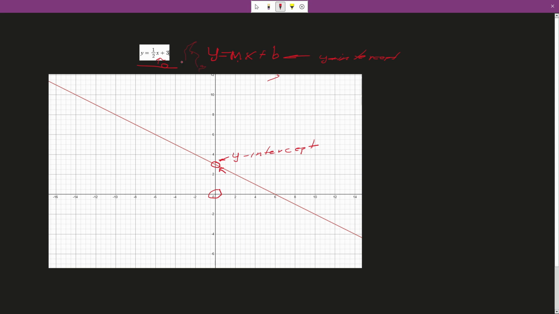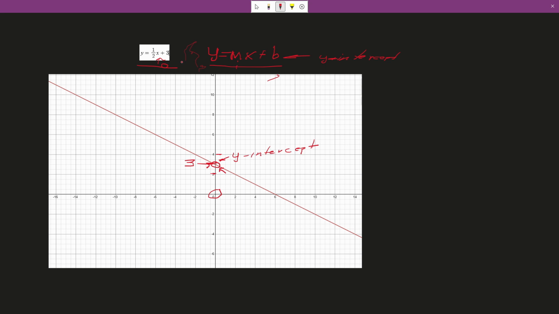I have this pen in some weird mode now. Anyways, if you go down here, you can see that the y-intercept is indeed between 2 and 4. Therefore, the y-intercept is here at 3. Now, the formula here says y equals 1 half x plus 3. Well, what we know in the slope-intercept form of a line is y equals mx plus b. Okay, well, great.